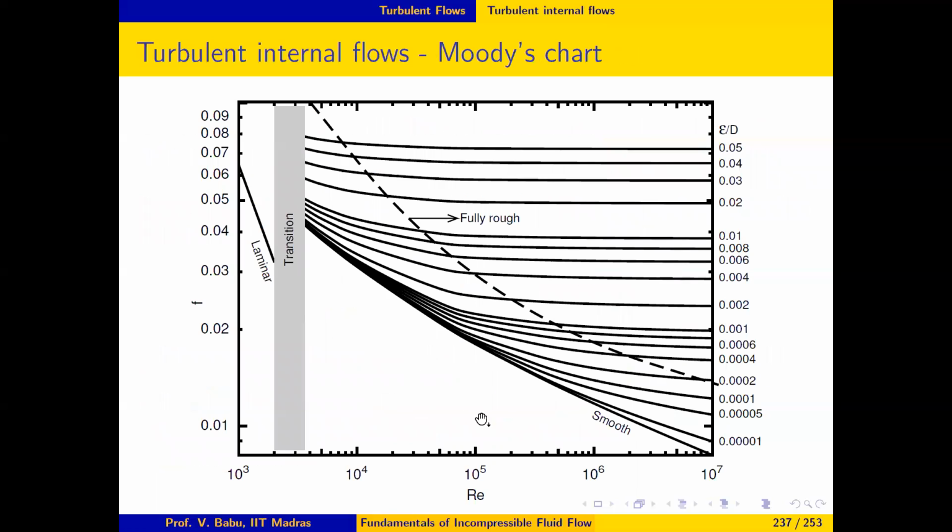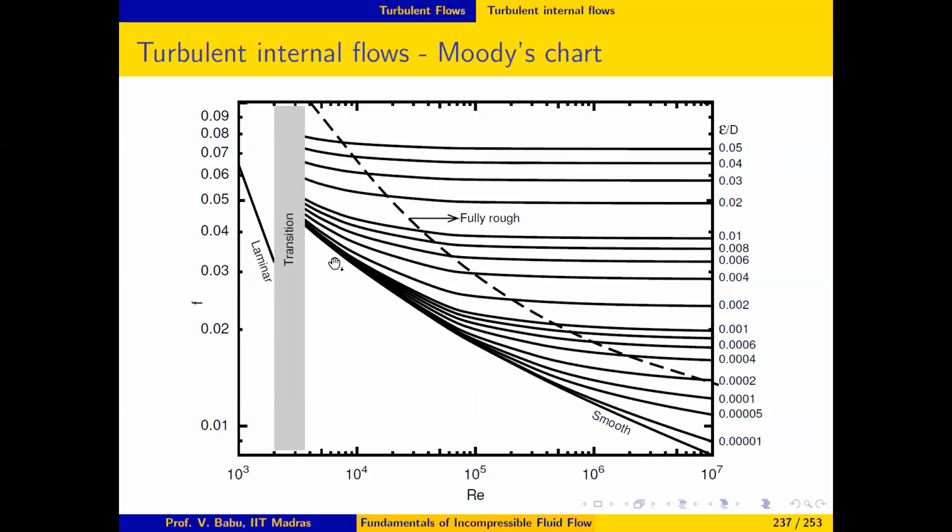So if you actually plot the data for friction factor in Moody's chart, the variation looks like this. Notice that the laminar region lies here, at a Reynolds number maybe less than 2000, 2400 or so, and this is given by 64 over Re based on diameter. And we see the transition region here, where there are no expressions for calculating friction factor.